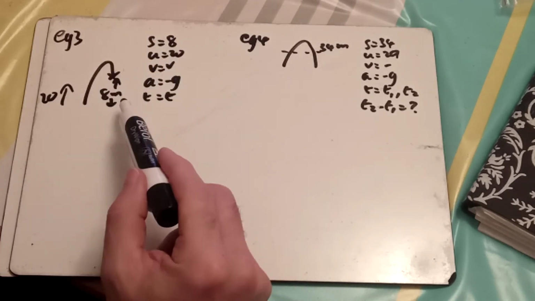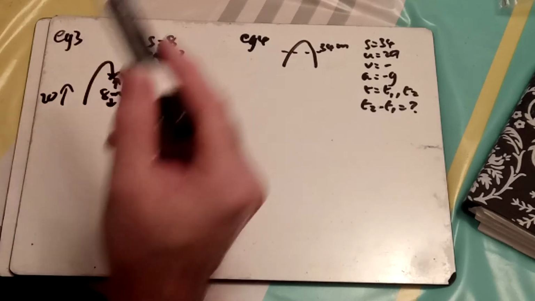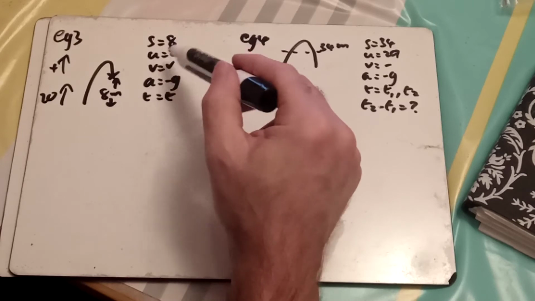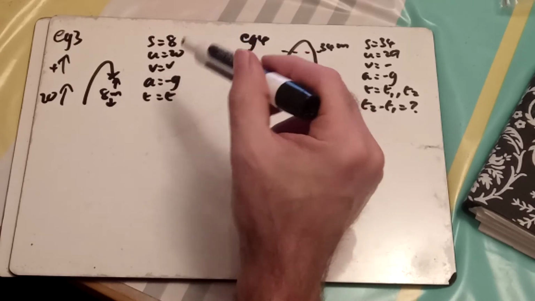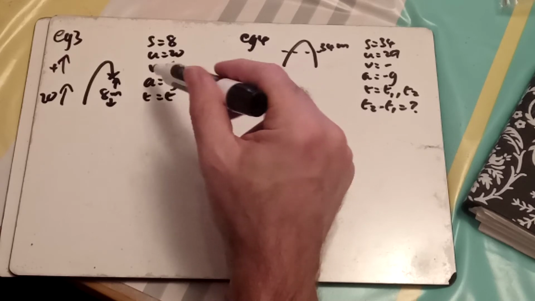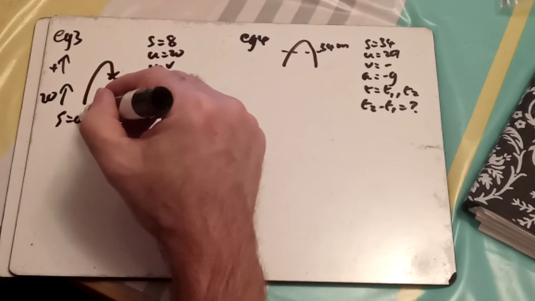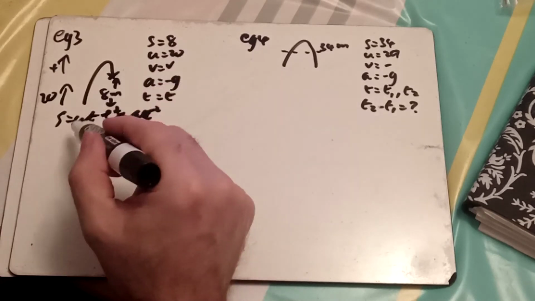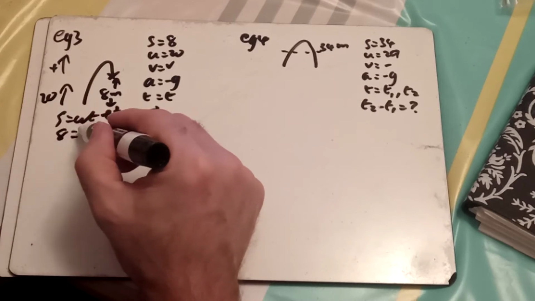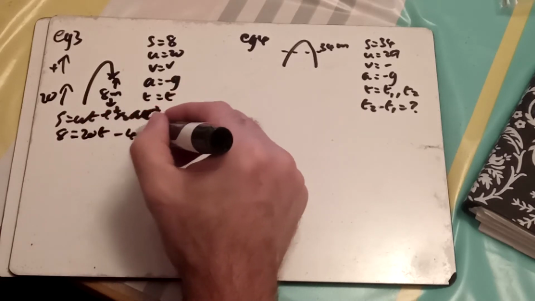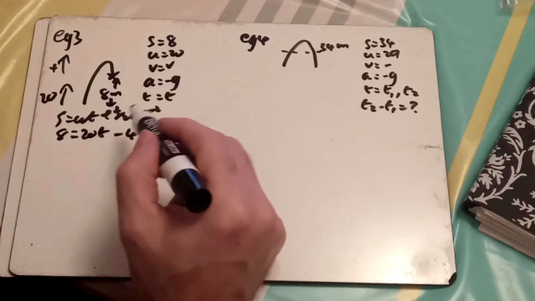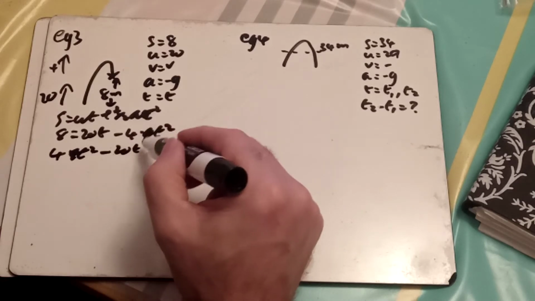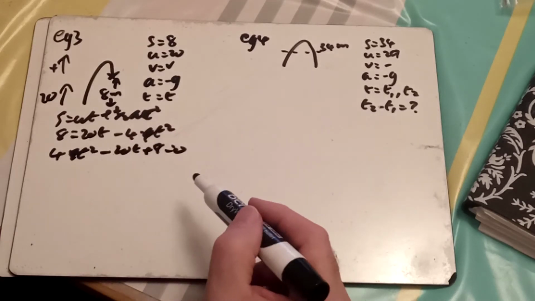Okay, so I've got my 3 bits of information. It sets off there, so upwards is my positive. I'm measuring it that way. So S equals 8, positive. A is minus G, U is 20. So I want T first, so it's the one without V. S equals UT plus a half AT squared. So 8 equals 20T minus 4.9 T squared. So 4.9 T squared minus 20T plus 8 equals 0.